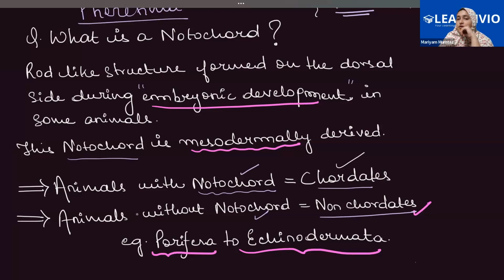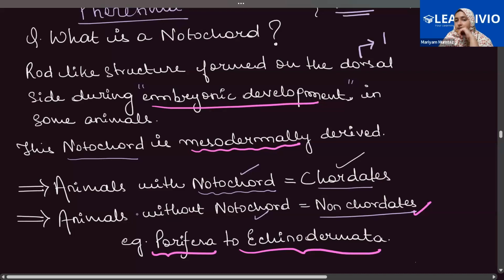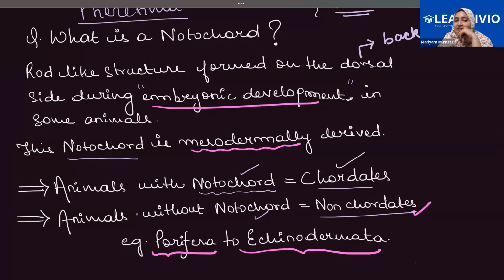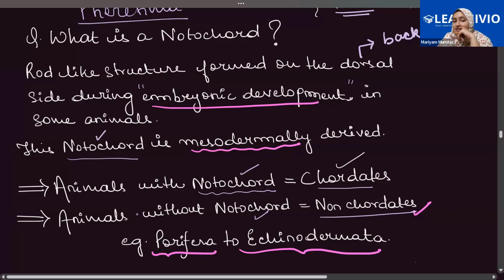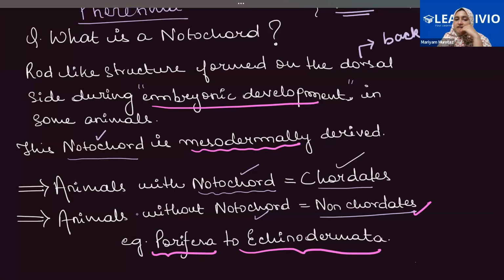Do you know what position is dorsal? The backside. Exactly. So in the backside, there is a rod-like structure formed, and that is known as notochord. This has been formed from mesoderm, so it is mesodermally derived. This is found in all the animals that have had this particular rod-like structure once during their embryonic development. We call them chordates.